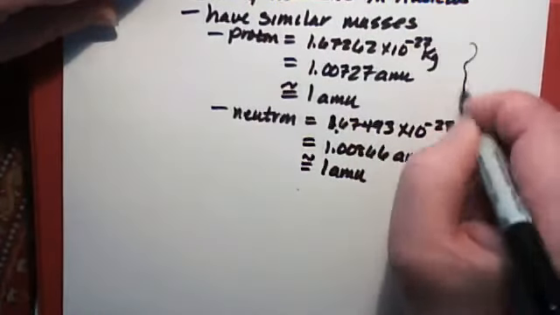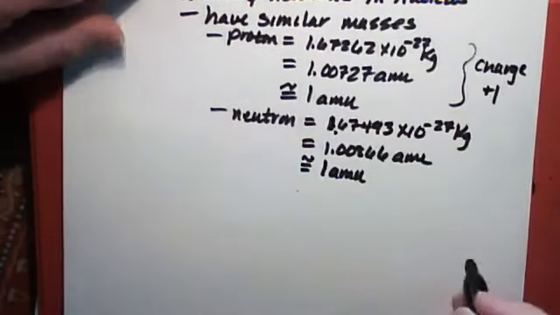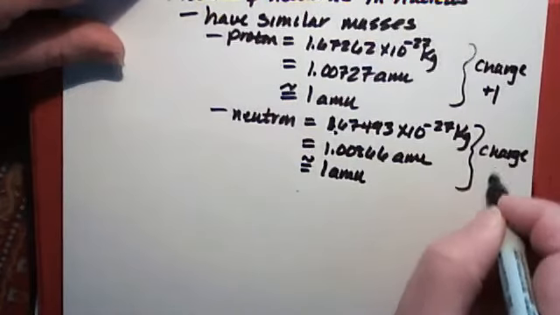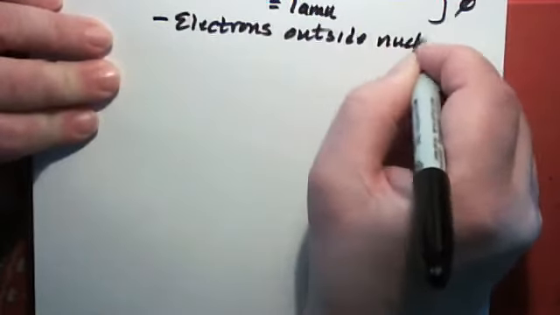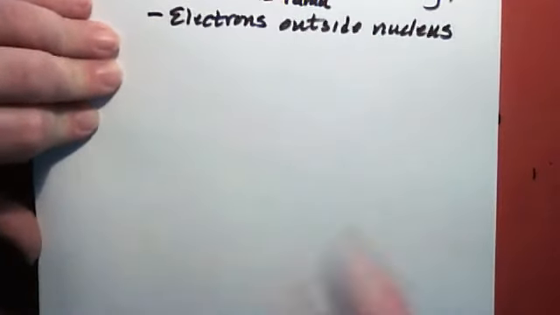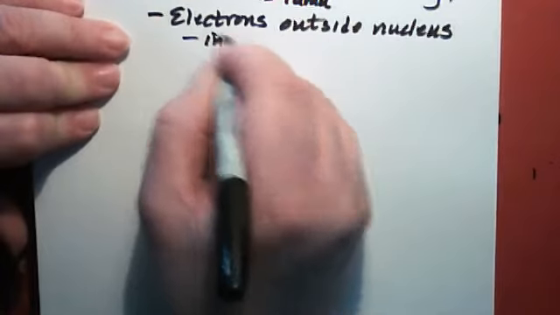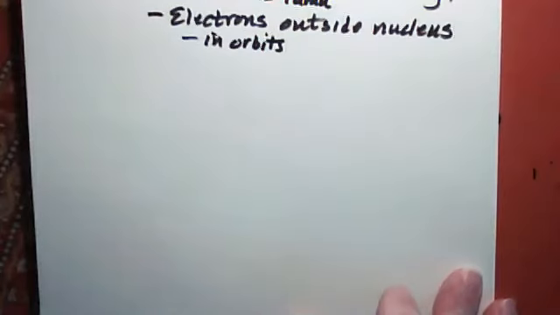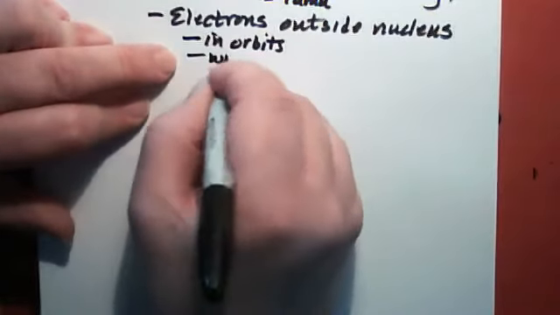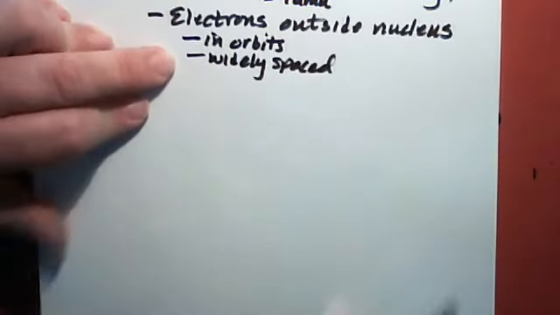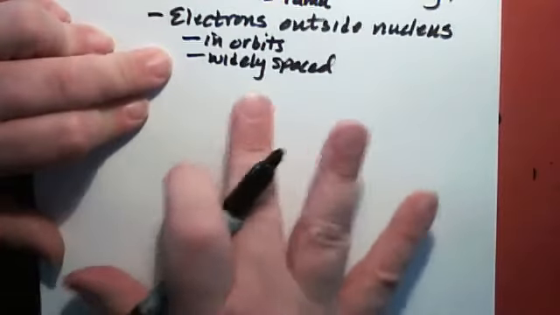The proton, of course, has a charge of +1. And the neutron has a charge of 0. Now, to look at electrons. Electrons, first of all, are outside the nucleus. We'll get into more detail later on exactly how the electrons are arranged. For now, we'll just say that the electrons are in orbits around the nucleus, and they're widely spaced. This is how atoms end up being mostly empty space, because there's so much space between the electrons.